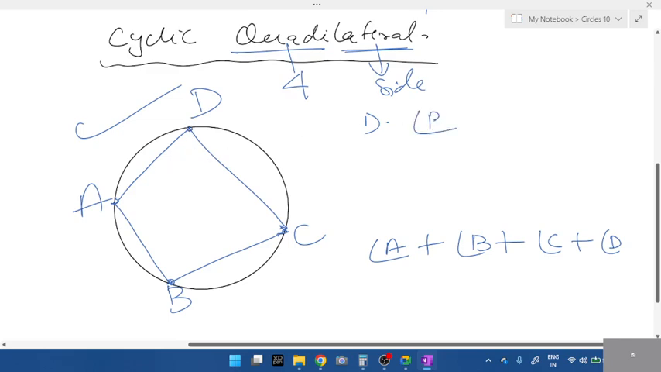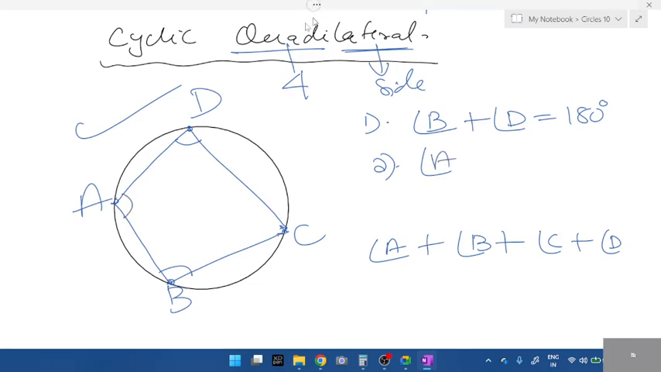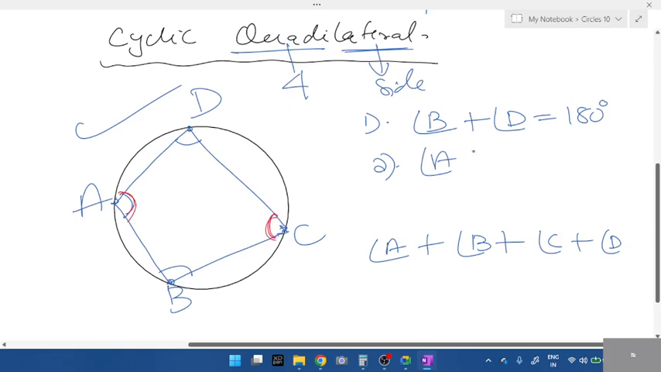If I take angle B, what's the opposite angle for angle B? Angle D. Both put together it should be 180 degrees, students. Next, second one. Angle A is opposite to which one? Angle A is opposite to angle C. So if I add both, what should we get? 180. When you add all four, A plus B plus C plus D in a cyclic quadrilateral, 180 plus 180 is 360.